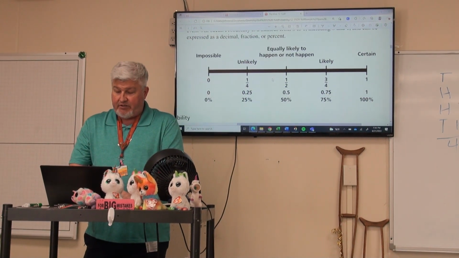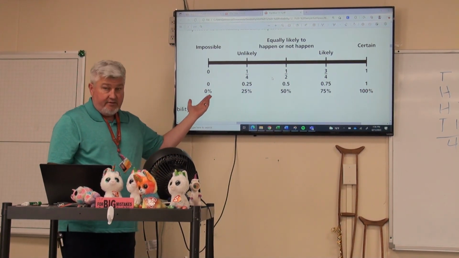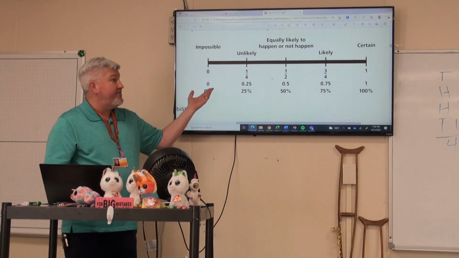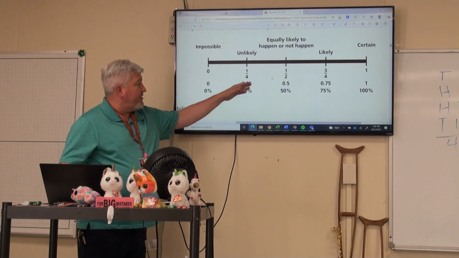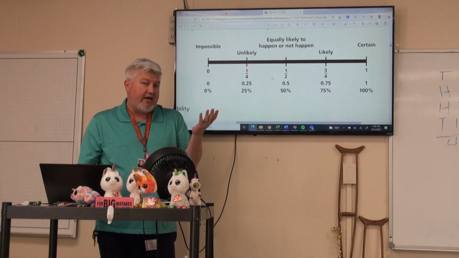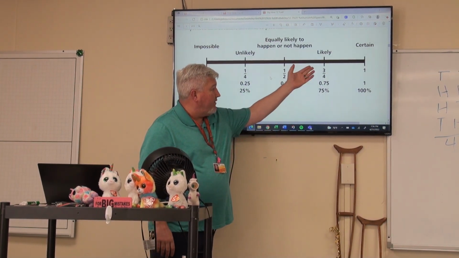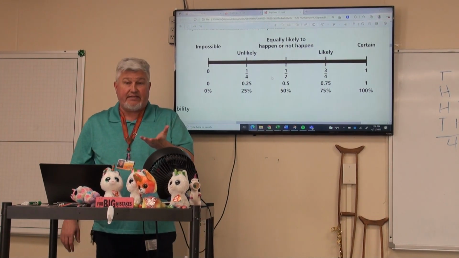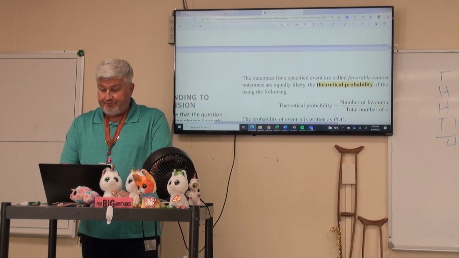So they have this bar just to show you if something has a 0% likelihood of occurring, obviously that means it's impossible. If it's 25%, they're saying unlikely. A 50-50, we all know what it means. You got a 50-50 shot. It means it could or could not, could go either way. 75%, they're calling it likely, and if it's 100%, then it's a certainty that it's going to happen. So these are theoretical probabilities.